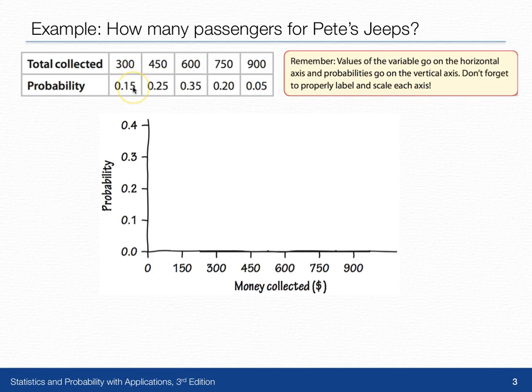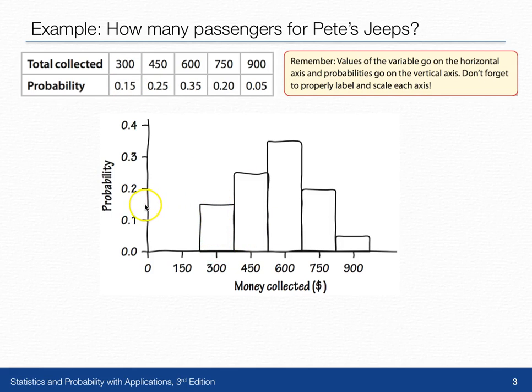Then, to do the histogram, we'll place a bar above each of the possible outcomes with a height corresponding to the probability. So for example, the total amount 300 had a probability of 0.15, so the bar above 300 will have a height of 0.15. 450 has a height of 0.25, and so on. So we have 5 outcomes, 5 bars in our histogram.